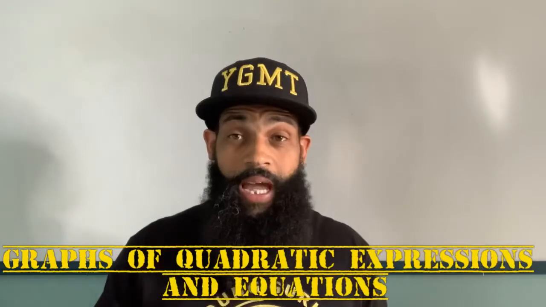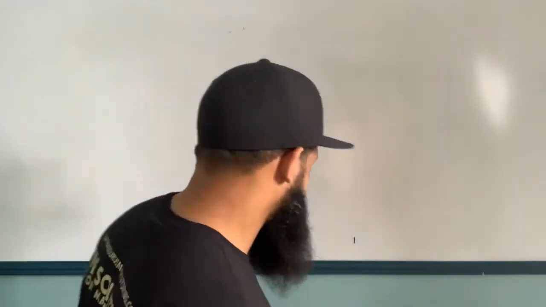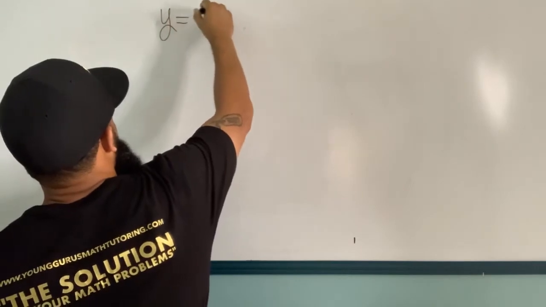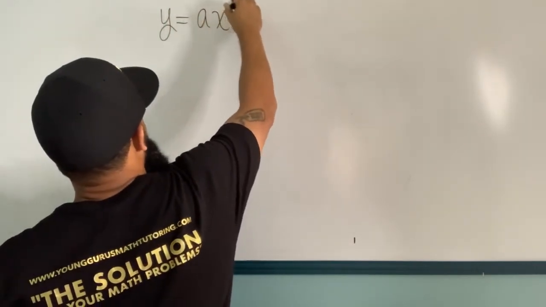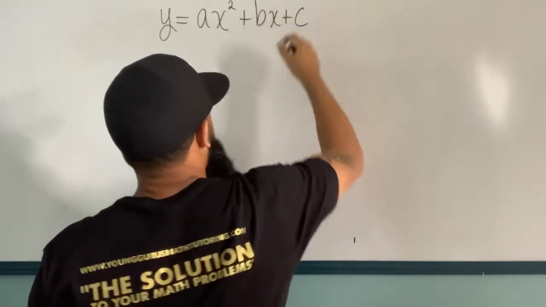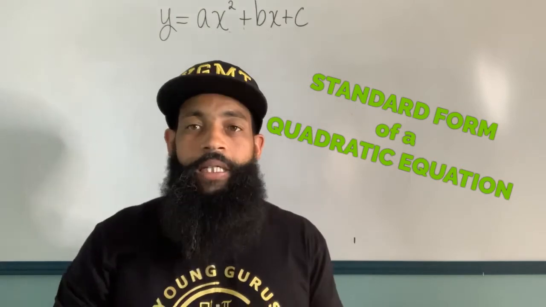In this video, I want to talk to you a little bit about the graph of a quadratic equation, or the graph of a quadratic expression. So I'm going to first just write down what the standard form of a quadratic equation looks like. It looks like this: y equals ax squared plus bx plus c. Now this is standard form of a quadratic equation.